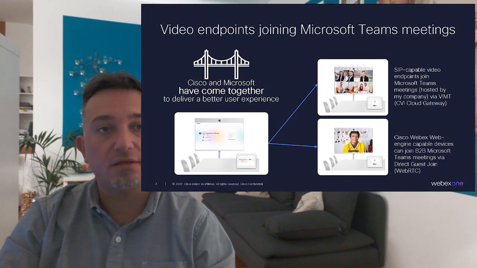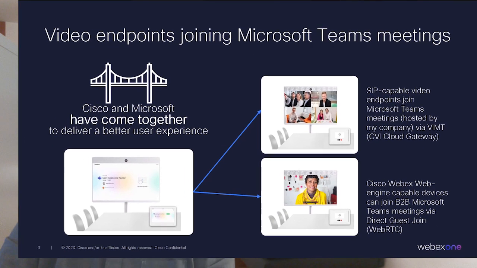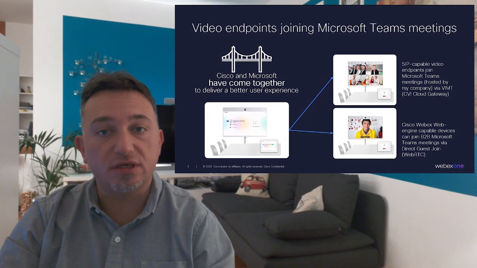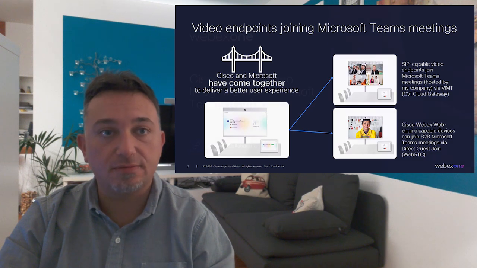Over the past year, Cisco and Microsoft have come together to deliver a better meeting user experience. Today, I will show you two integration models. I will start from the Webex video integration for Microsoft Teams, also known as Cisco CVI, and will continue with direct guest join. We will see the differences between these two integration models and how they can work together to provide you with the best meeting experience.